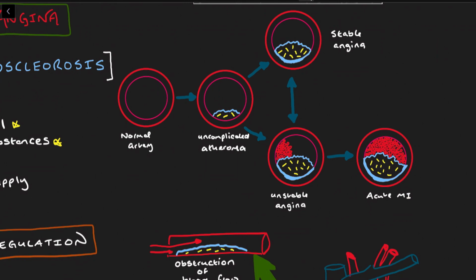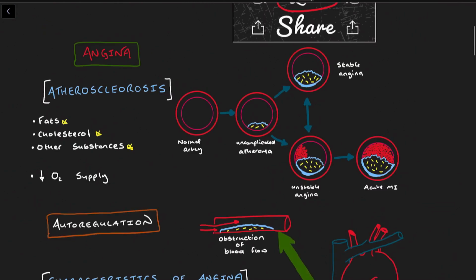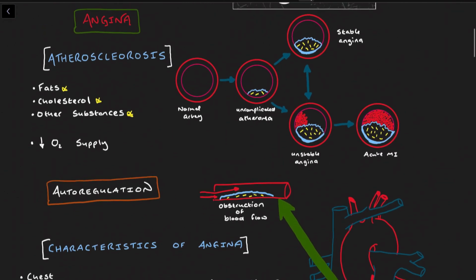So important consequences of coronary atherosclerosis include angina, which we are going to talk about today, and myocardial infarction due to the complete occlusion of the arteries. I will do another video on this, so please look out for that.